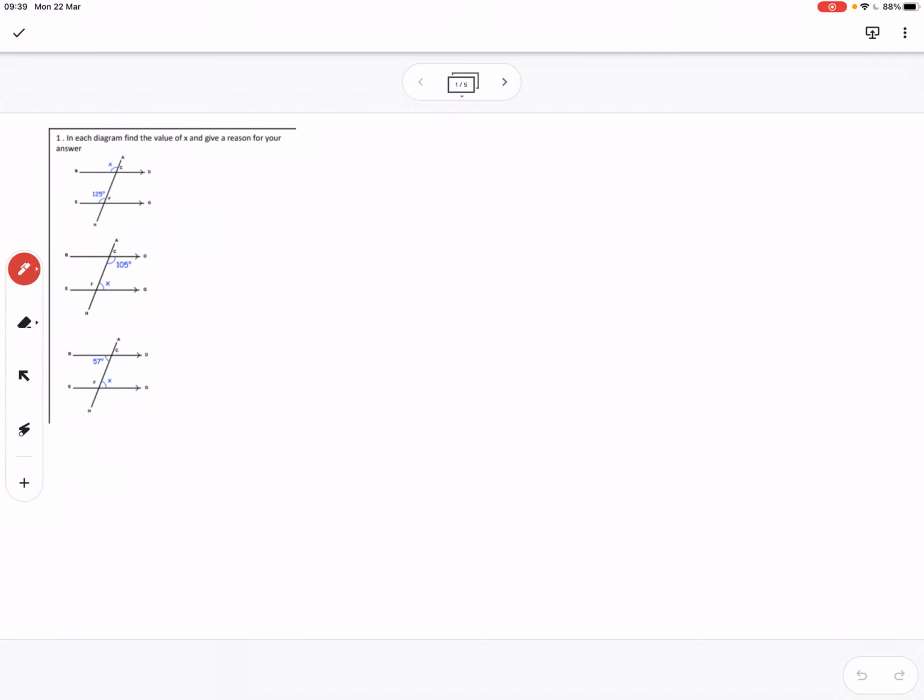Okay, Year 8. So this is the Unit 10 quiz on investigating angles. Question 1. In each diagram, find the value of x and give a reason for your answer. So you must give the reason to get the full credit here. So in this first one, x equals 125 degrees. And the reason is that they are corresponding angles.